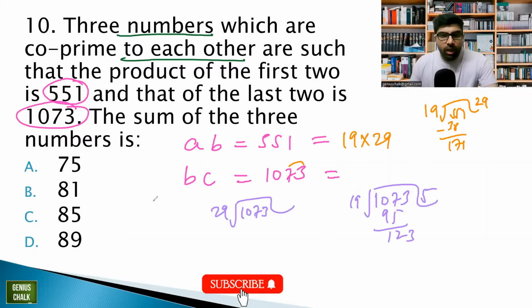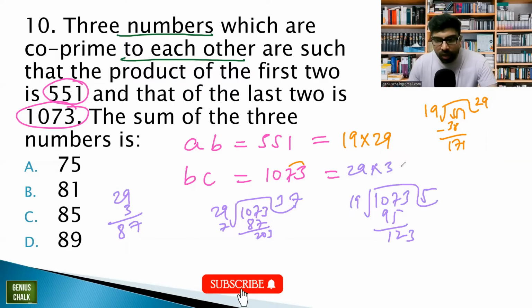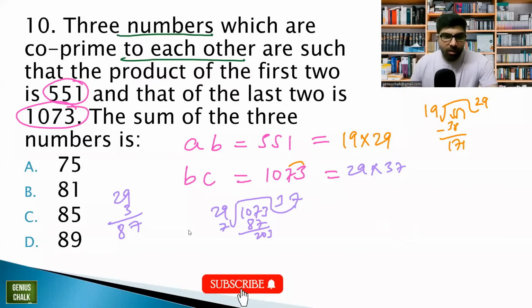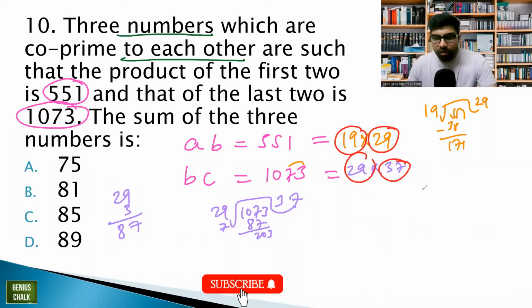1073, 29. 3 3s are 90, 3 only. So 87, so 203. 9 sevens are 63. Yes, so 37. Yes, obviously. So we have got it as 29 into 37. So with a lot of effort, we have got it. So in the exam also, you have to give time, right? So 29 is one number, next is 19, and next is 37. So 29 plus 19 plus 37. 18 plus 7, 25.